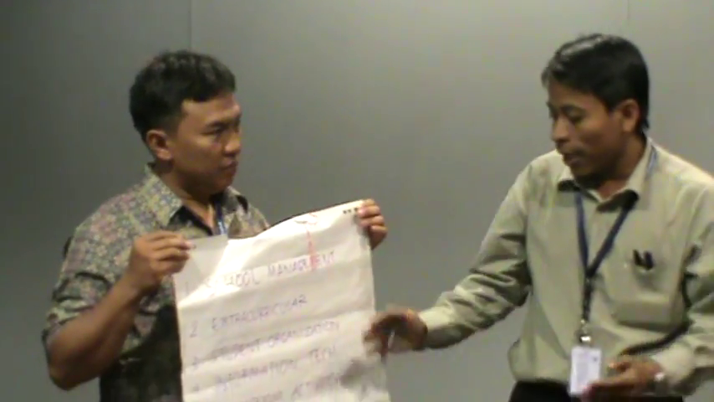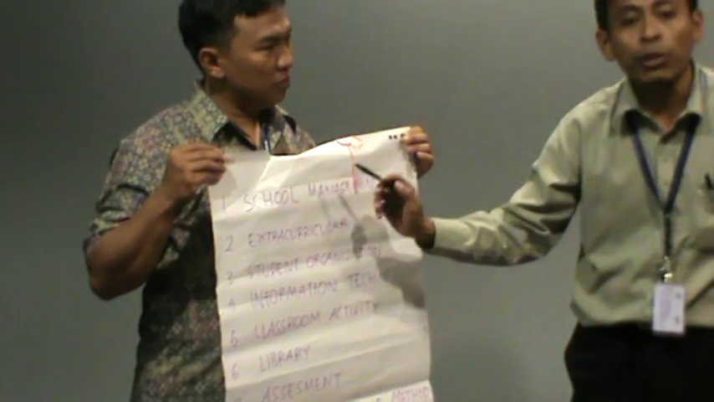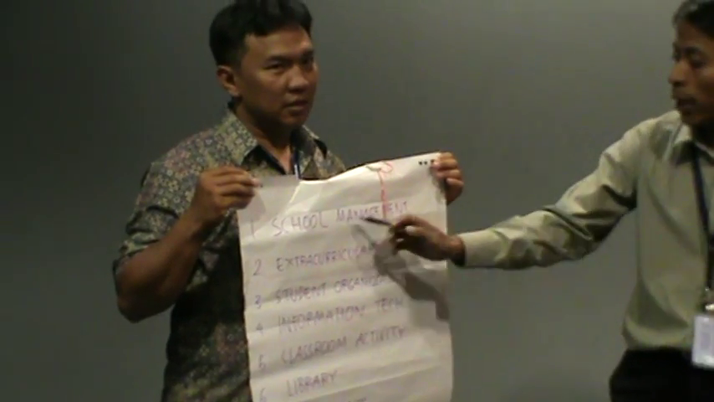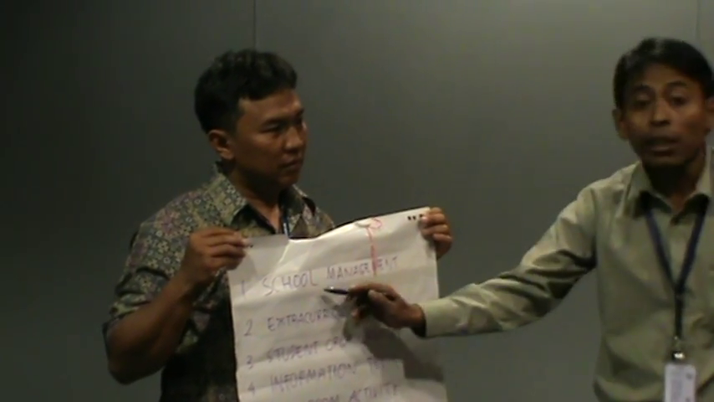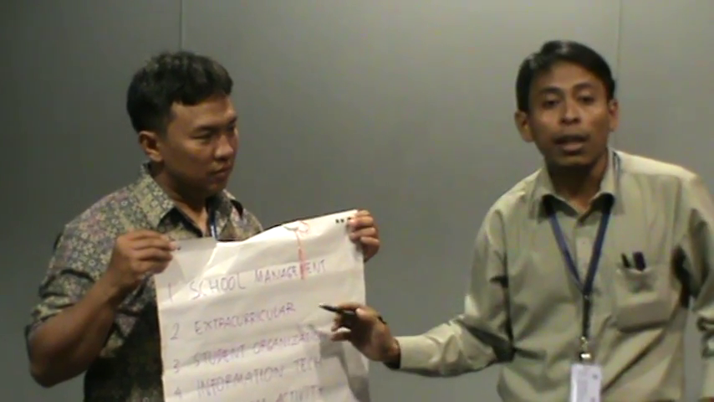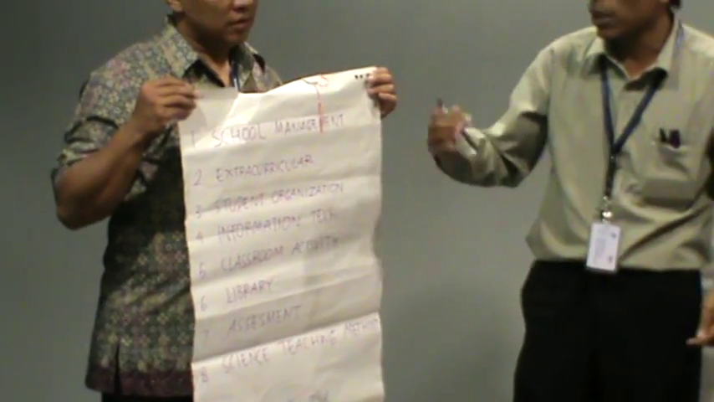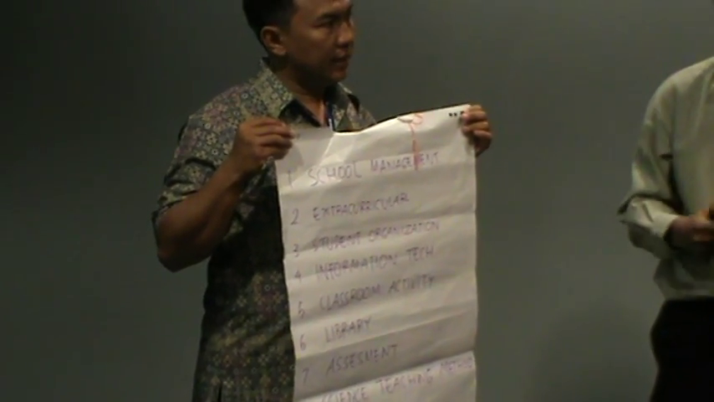Okay, thank you. There are 8 main points to be researched. The first one is school management. It's very important because it will determine the school's future, and we would like to know whether there is coordination between the curriculum itself and the principal's management, because it's very important. And then the second one is extracurricular. I want to know how many extracurriculars there are, because they also support the intracurricular activities we run in our school, and build the students' character, not only in knowledge but also in attitude.